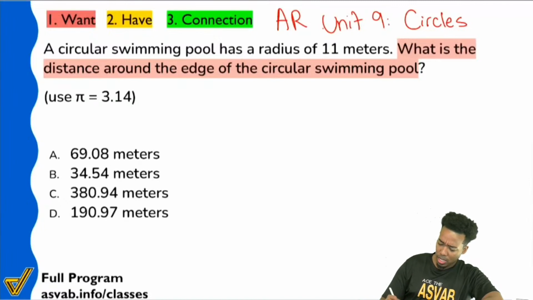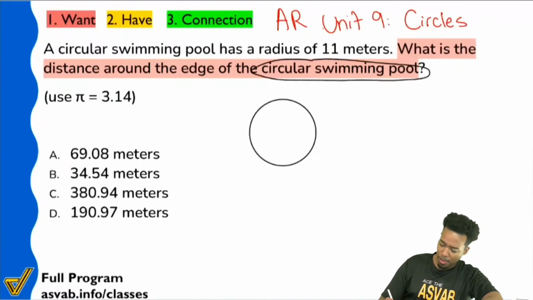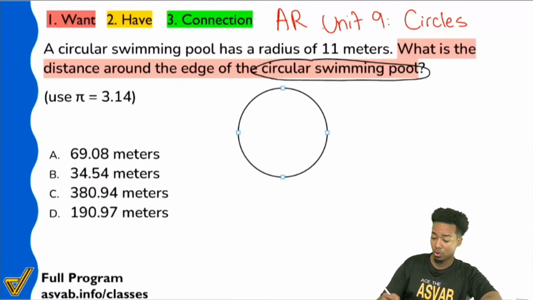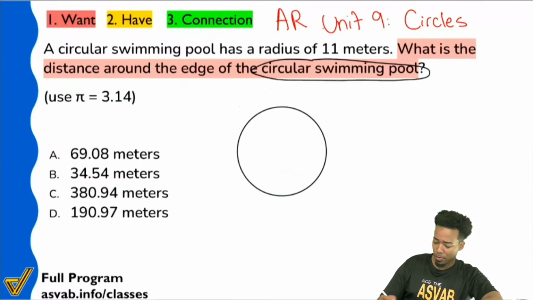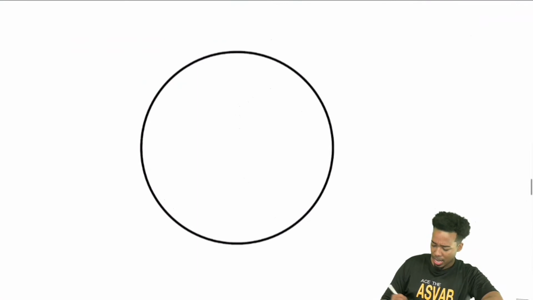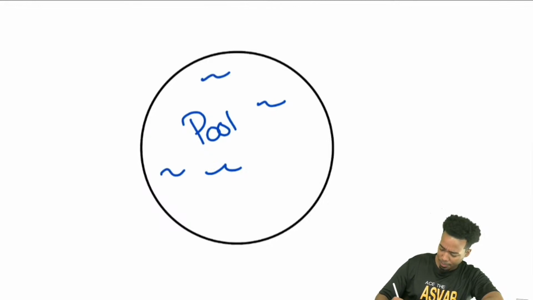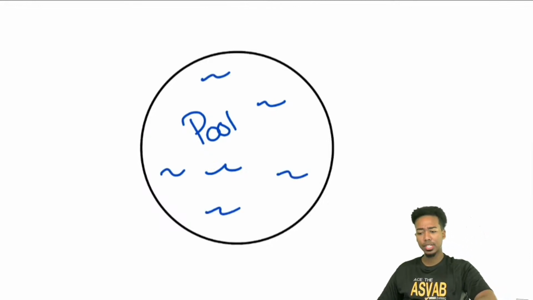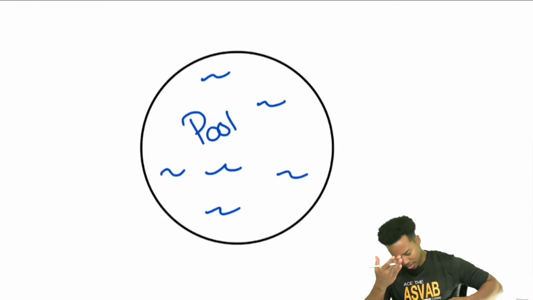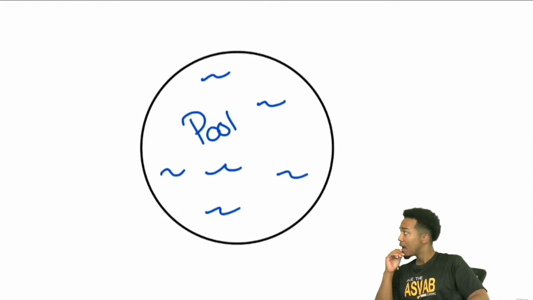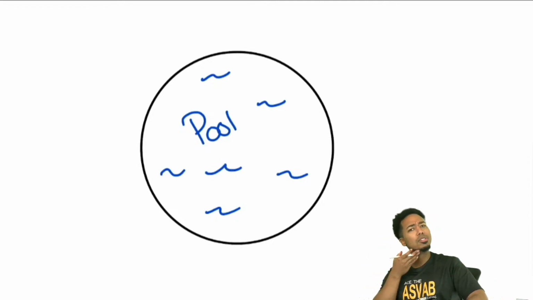If I have a circular swimming pool, let's just go ahead and imagine my perfect drawing abilities and drawing a perfect circle, right? And once we have this perfect circle, let's zoom in on it. And again, this is going to be our swimming pool. So let's go ahead and write pool here. We got water. All right. From there, I'm taking a look at this, and what do they ask me to find again, everybody?